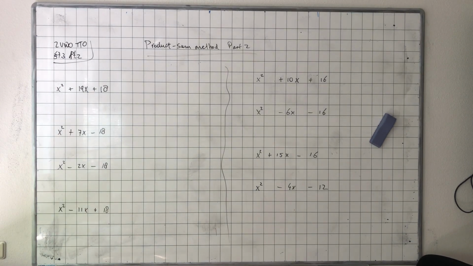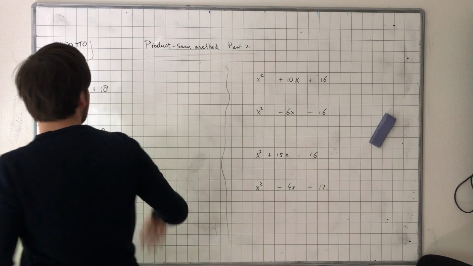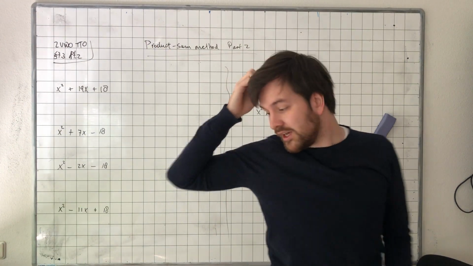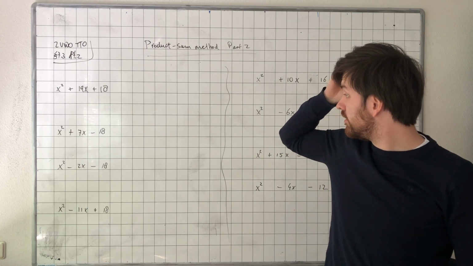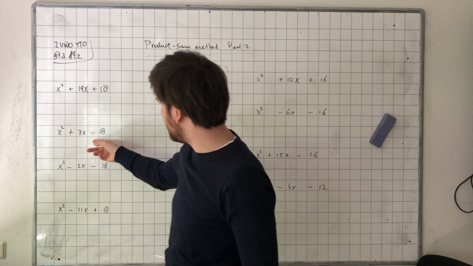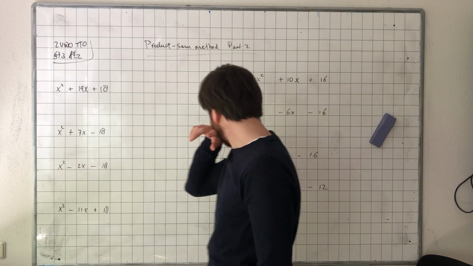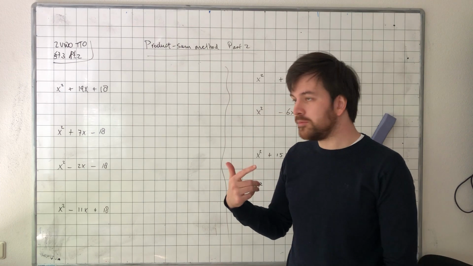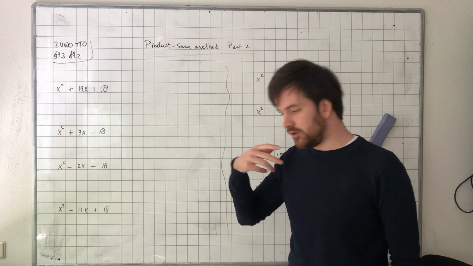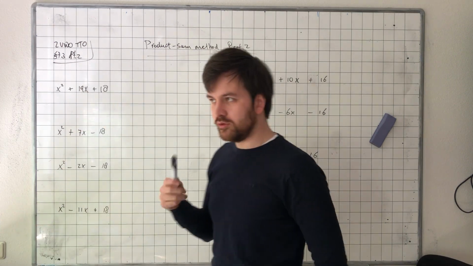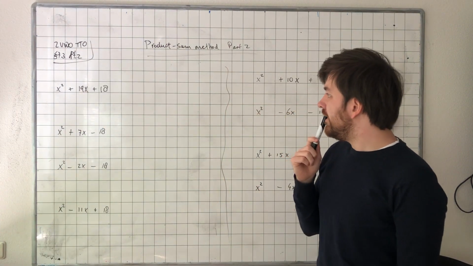Morning everyone. In this video we're going to look at the product sum method again, but now we're going to make it a little bit harder, and basically we're going to do that by adding negative numbers, as you can see. So if you don't get the product sum method yet, watch part 1. In this video I'm assuming that you have already used it a little.